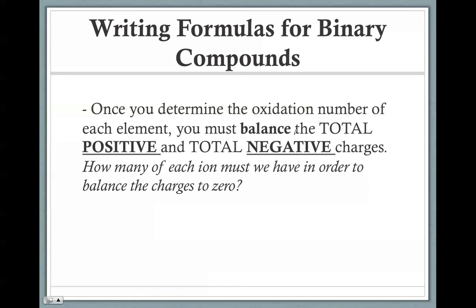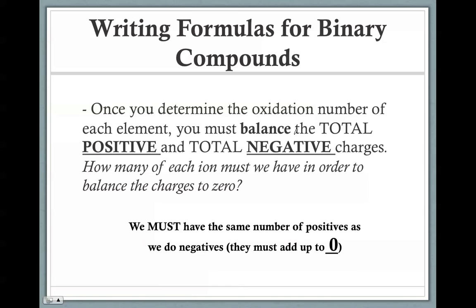Once you determine the oxidation number of each element, we have to balance out the total charges. So all my positive ions' total charges have to equal all my negative ions' total charges. So we have to think about how many of each ion we must have in order to balance out the charges. They always have to add up to 0 as long as it's a neutral compound.